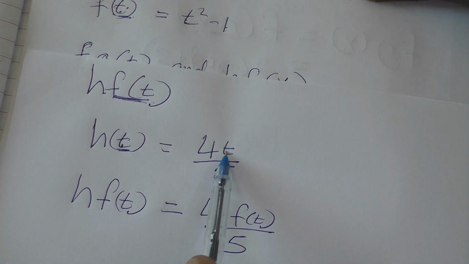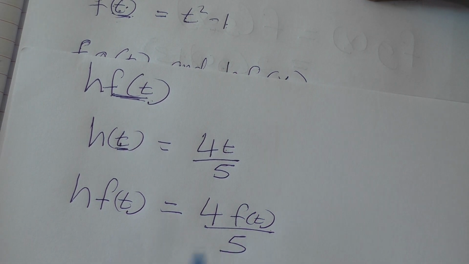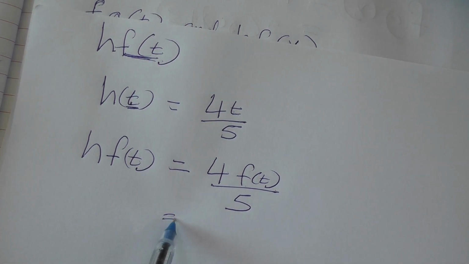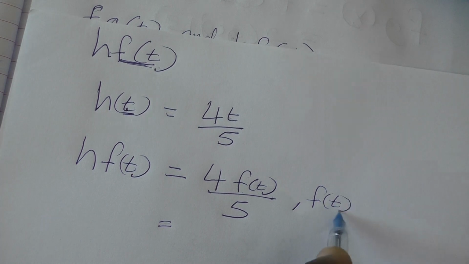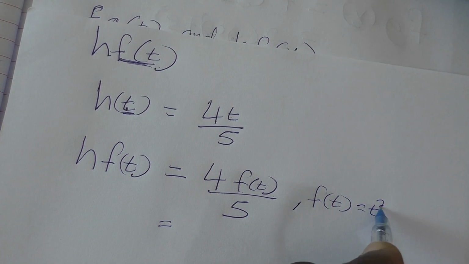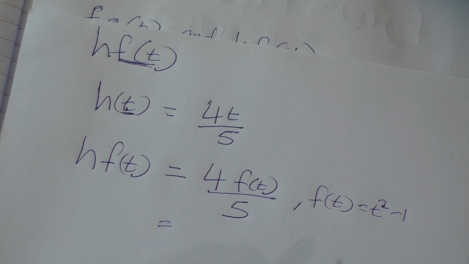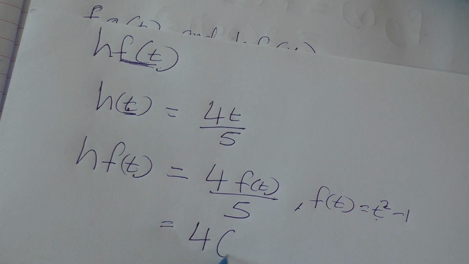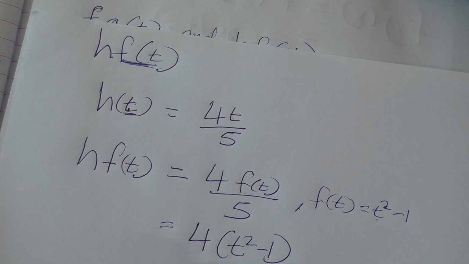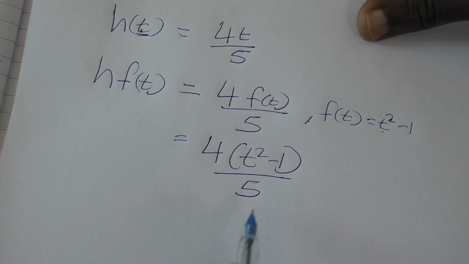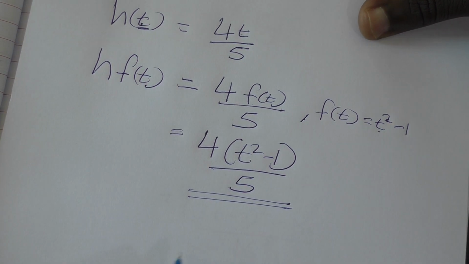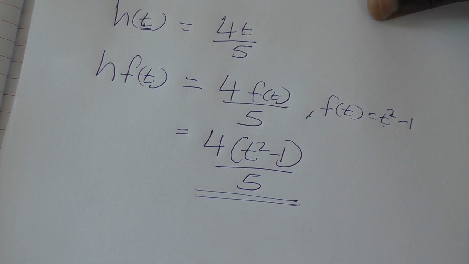Where we have t, we shall replace it with f of t. But f of t is given, so f of t is t squared minus 1. Therefore, we substitute. That gives us 4 into t squared minus 1 over 5. So this will be the expression for hf of t.